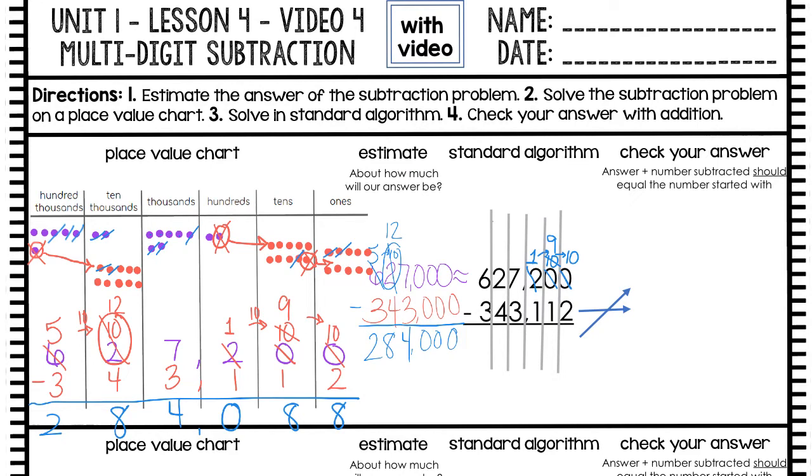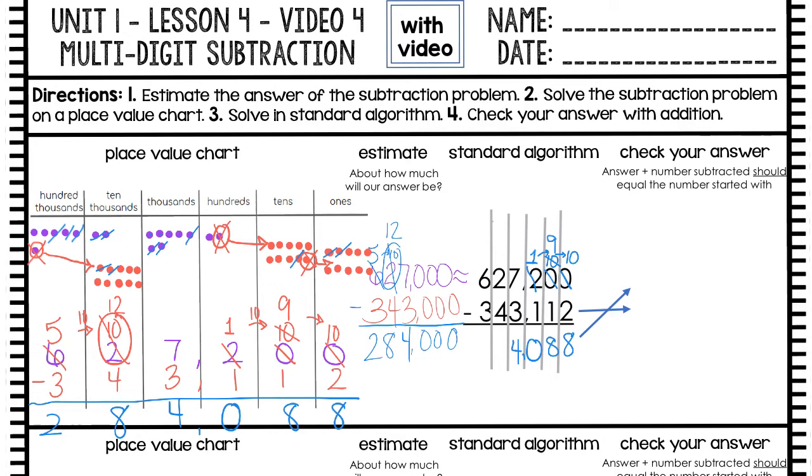10 minus 2 is 8. Then we go to the tens place. I have 9 minus 1 is 8. And I come to the hundreds. 1 minus 1, 0. Then the thousands place. 7 minus 3,000 is 4,000. Then in the 10,000s place, 2 minus 4.